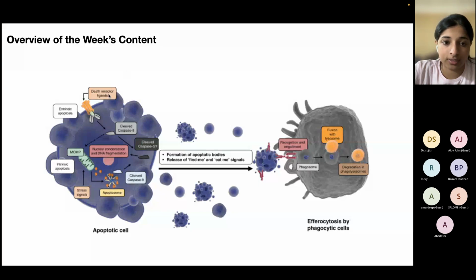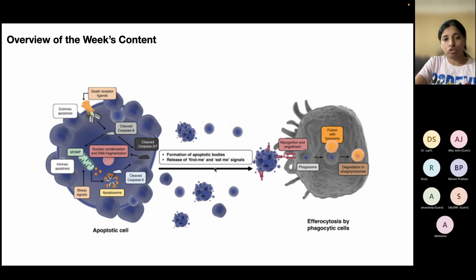Another classic characteristic of an apoptotic cell is the presence of apoptotic bodies. These are small bodies that may contain damaged organelles, proteins, cytoplasmic contents, and they are released out and they have these eat-me signals, which is basically a signal for phagocytic cells to come and phagocytose them and then ultimately fuse them with the lysosome, resulting in their degradation.